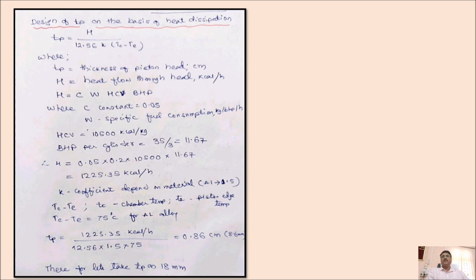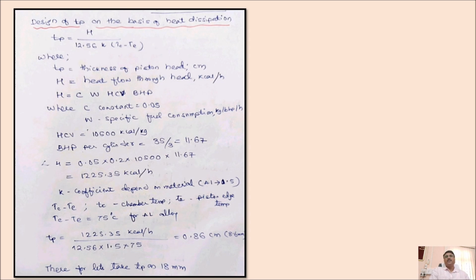K is a coefficient depending upon material. For aluminum alloy, the value is taken as 1.5. As I told, Tc is the combustion chamber temperature and Te is the piston edge temperature. The difference is 75 degrees Celsius for aluminum alloy. Substituting the values of H, K and Tc minus Te, it will lead to the value of Tp as 0.86 centimeter, that is 8.6 millimeter.